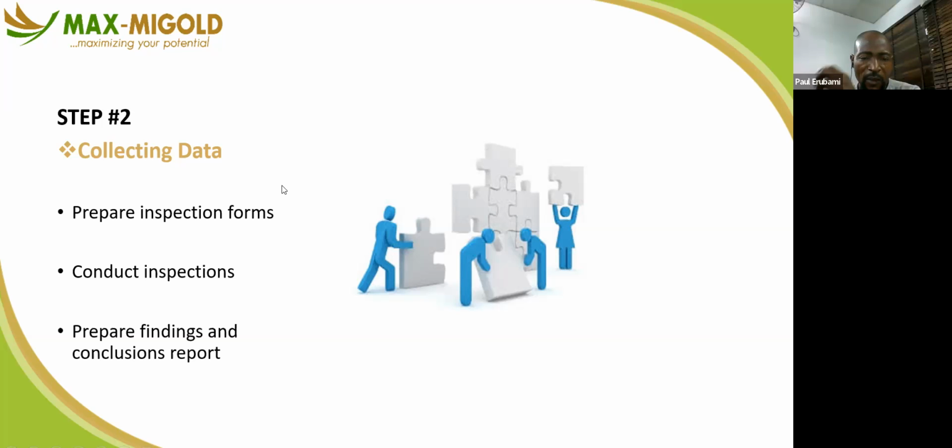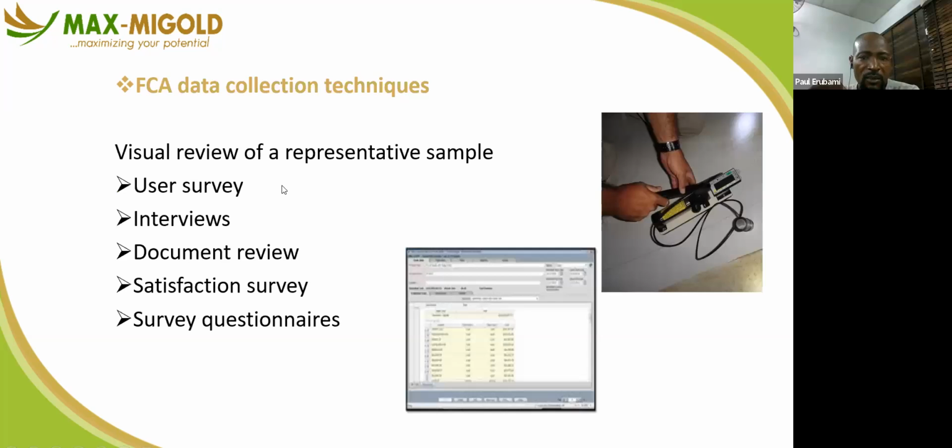Then step 3, after you've collated all your reports, what are those techniques you can use when you are collating your data? One, you can use visual review. You can use user survey. User survey means you design a survey and give it to all the end users and get all their feedback from that service. Then from there, you can easily gather all your data and some necessary information.